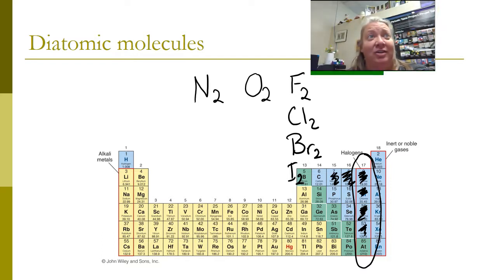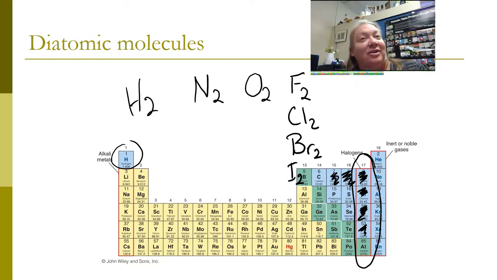So there's 7 of them, mostly in group 7A. They form a 7 on the periodic table, but I've only written down 6. The other one is hydrogen. Hydrogen is also diatomic. Hydrogen is a nonmetal, so even though it's over there on the left-hand side of the periodic table, it is considered to be a nonmetal.